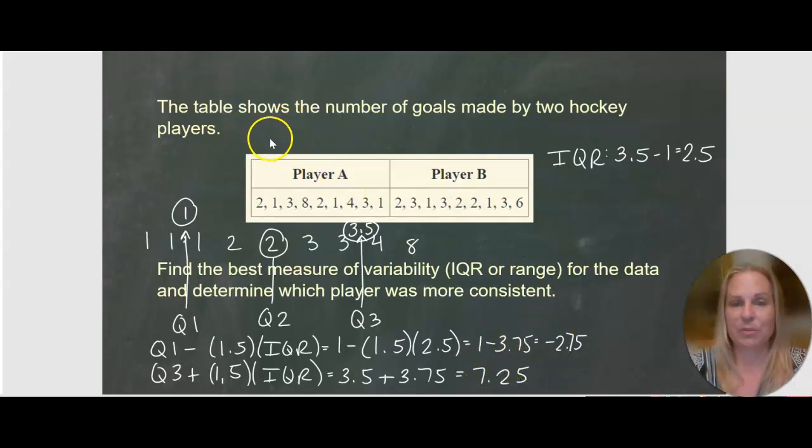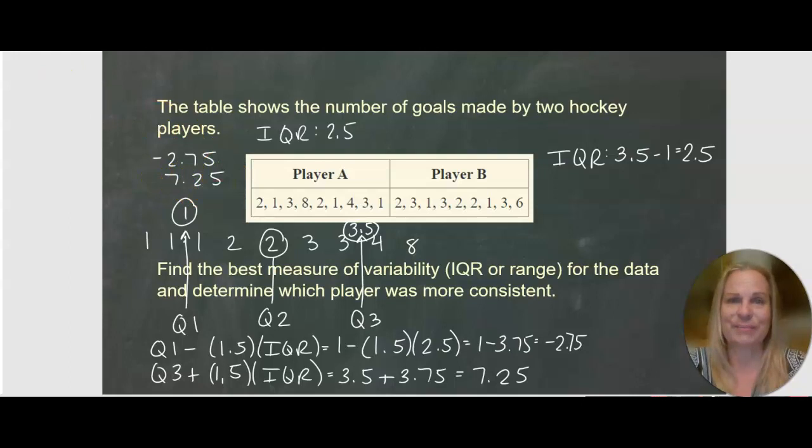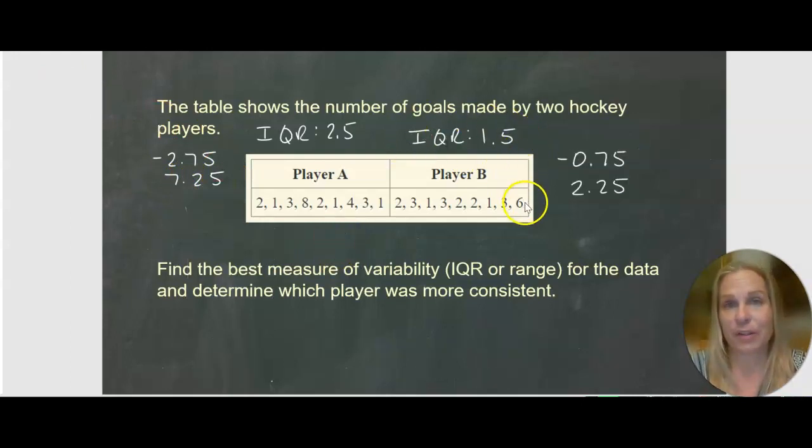So I'm going to write these numbers up here. My IQR was 2.5 for this player. The lower bound, the least number I could have, is negative 2.75, and the largest number I can have is 7.25. All right, I'm going to do this for the other player too. Found the IQR for the other player, and I did our formulas, Q1 minus 1.5 times the IQR and Q3 plus 1.5 times the IQR.